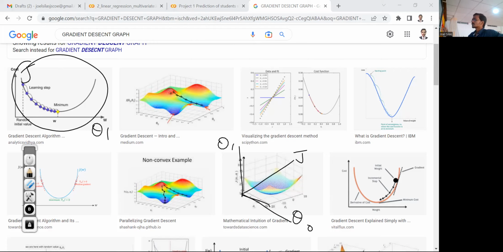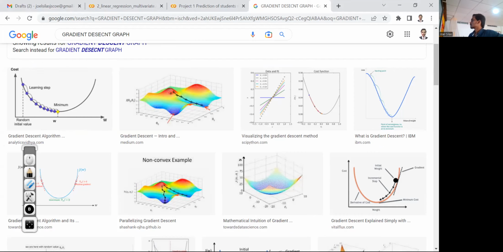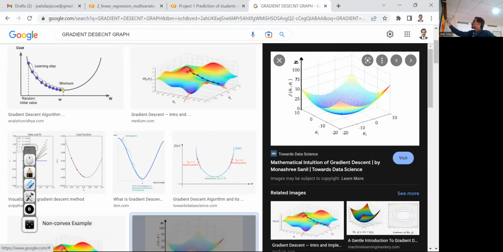So as you can see, this is how the 3D curve will look. This is the curve in 2D, and this is the curve in 3D. So here, this particular point is the global minimum. Now remember, in linear regression, we do not have a local minimum. There is only one global minimum.